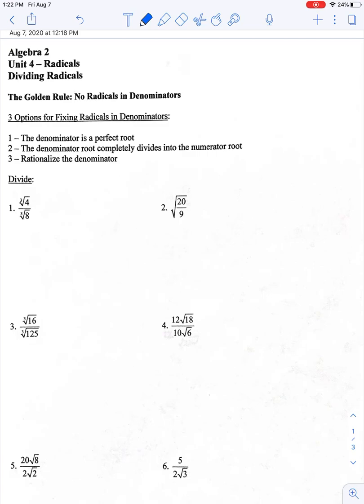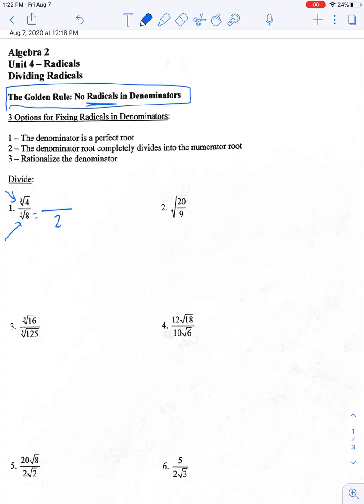Okay, so this is kind of an extension of radicals, but there is such a thing, I call it the golden rule for math: you cannot have any radicals in your denominator in your final answer. So if we look at number 1, obviously it has a radical in its denominator, but I know what the cube root of 8 is. The cube root of 8 is 2.